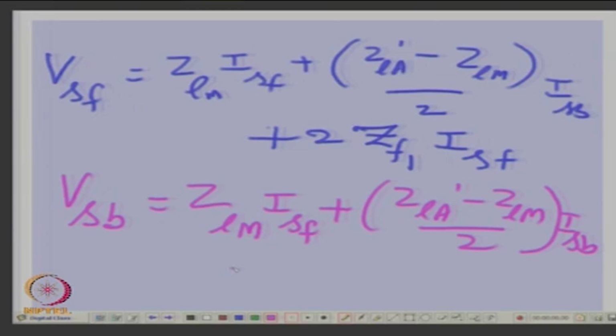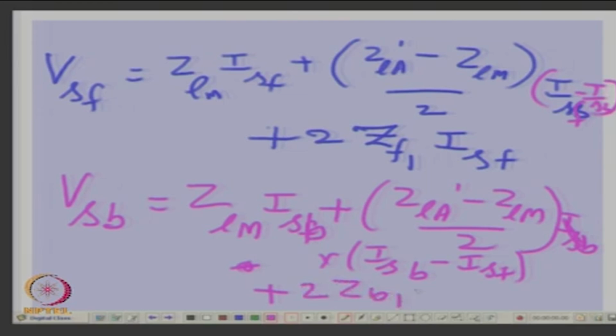no, actually this is ISF minus ISB, sorry. This will be into ISB, no, this will be ISB minus ISF plus twice ZB1 ISB. Okay. Do you remember you have done similar things earlier?